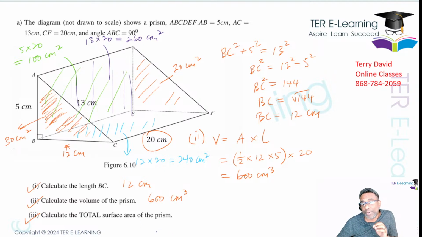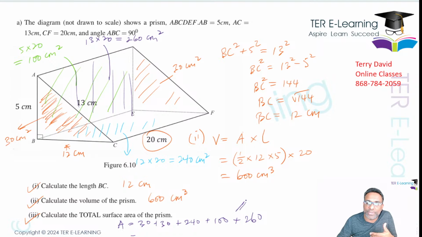So whenever you have a question where you have to work out the total surface area, we need to account for all the area, right? So in this case, your total surface area will be the 2 triangles, so that's 30 plus 30, the base, which was 240, plus the back piece, which was 100, plus the slanted piece, which was 260. So when it comes to a question like this, you have to make sure you account for all the faces. When I add this up here, I'm going to get 60... I'm getting 660.